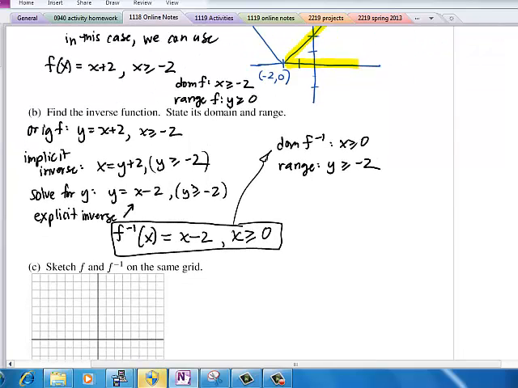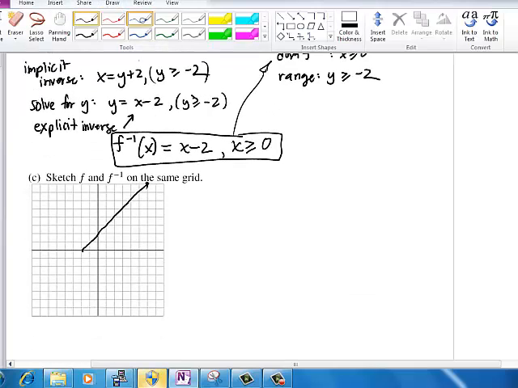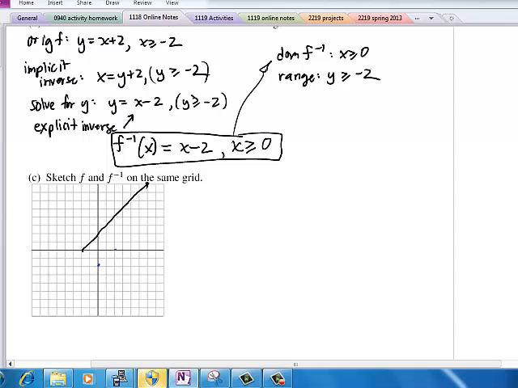So f of x was x plus 2, just for x greater than or equal to negative 2. And f inverse of x is x minus 2. And that's just for x greater than or equal to 0. But you can see again, these two are symmetric across that line, y equals x, the way we want them to be.